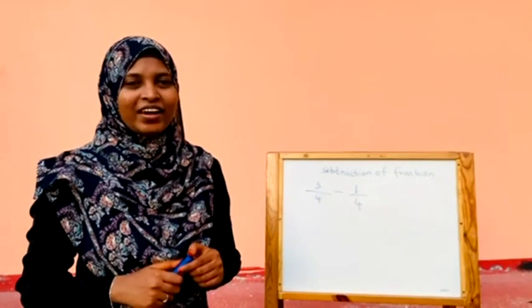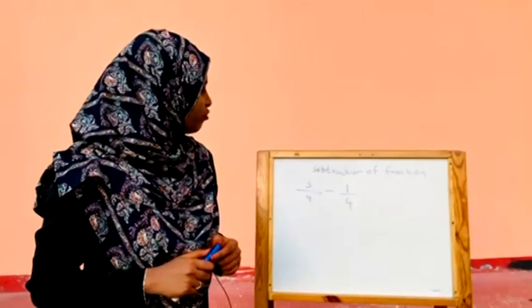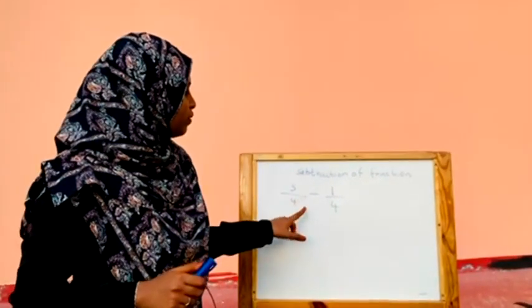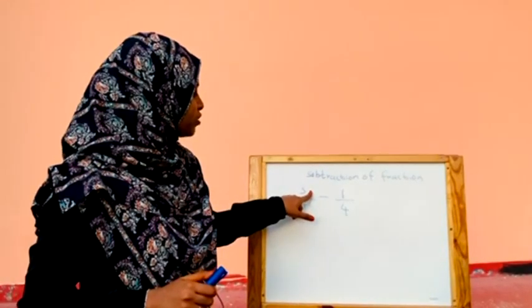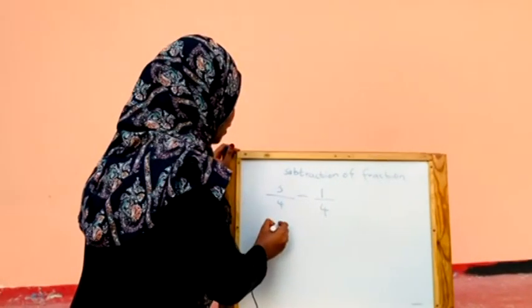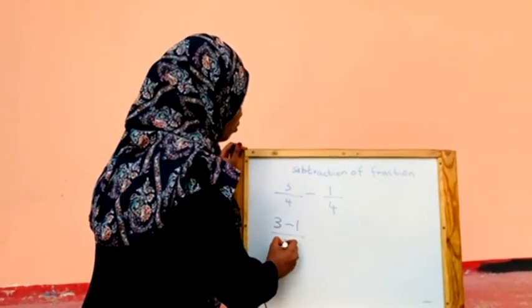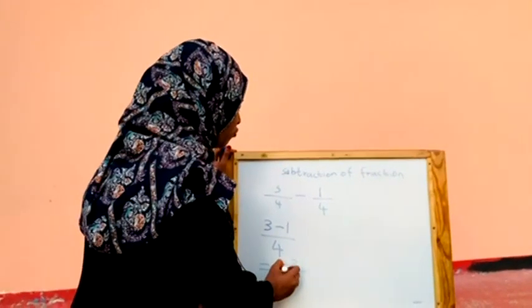Here is an example of subtraction of fractions. 3 by 4 minus 1 by 4. In this one, first you have to remember that you have to subtract the numerators. So you have to write 3 minus 1 divided by 4. 3 minus 1 is equal to 2 by 4.